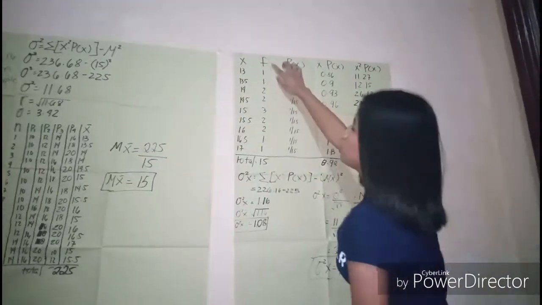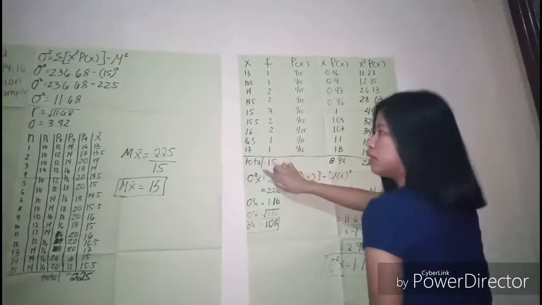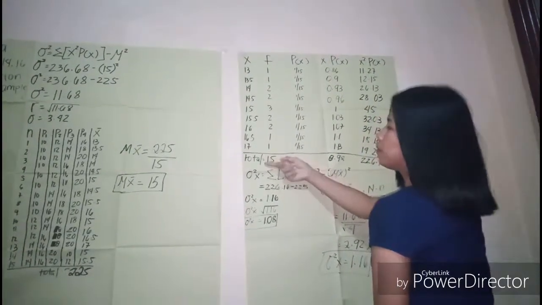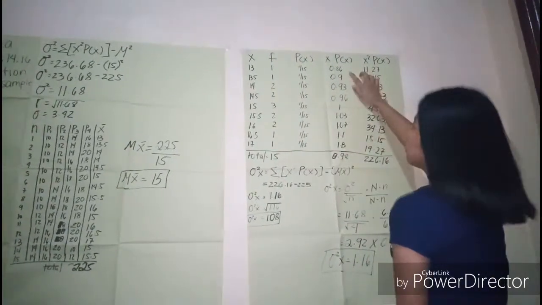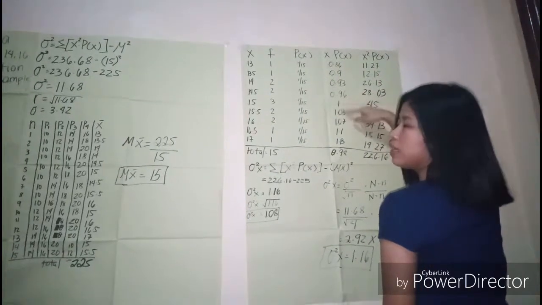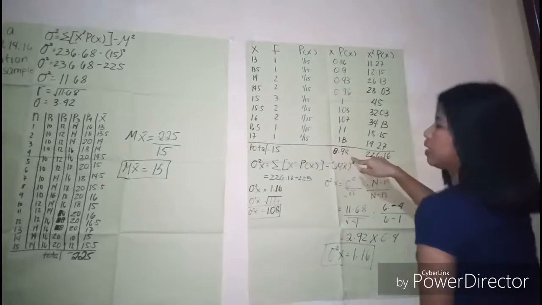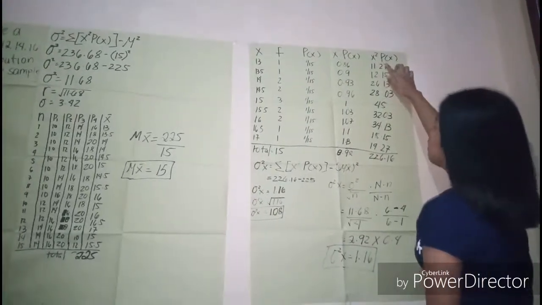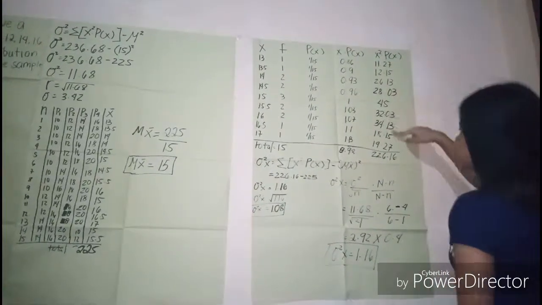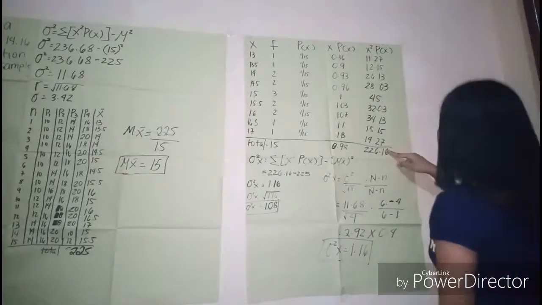So, ito total lang na yung frequency kung ilan yung mga naulit. So, 15. Then, yung x times p of x, i-add din to. Yung nakuha natin is 8.98. Then, yung x squared times p of x, yung nakuha din natin is 226.16.